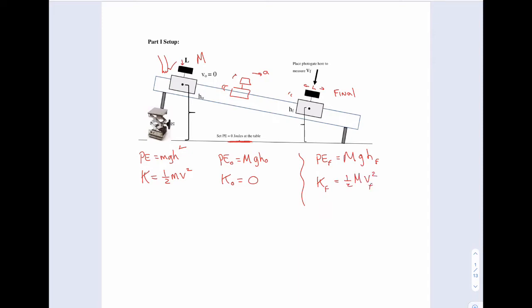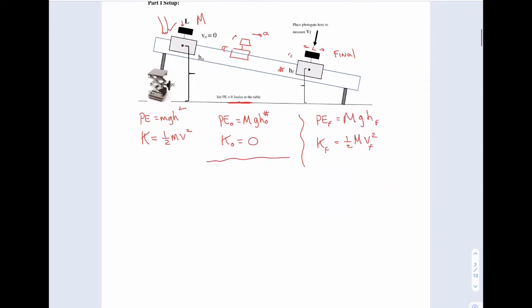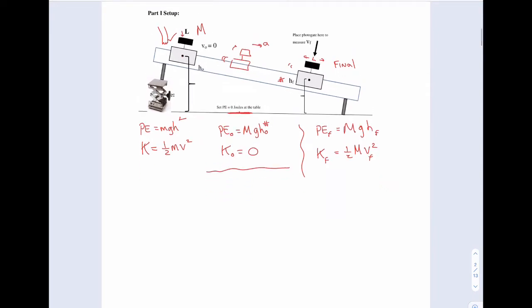So for the initial part, you measure the height from the table up to that little peg on the glider. That's measured as a number, we know that. You measure the final height, we have that, you know that. Now to find the speed, you're going to use the exact same techniques you did for the Newton's second law on an air track.